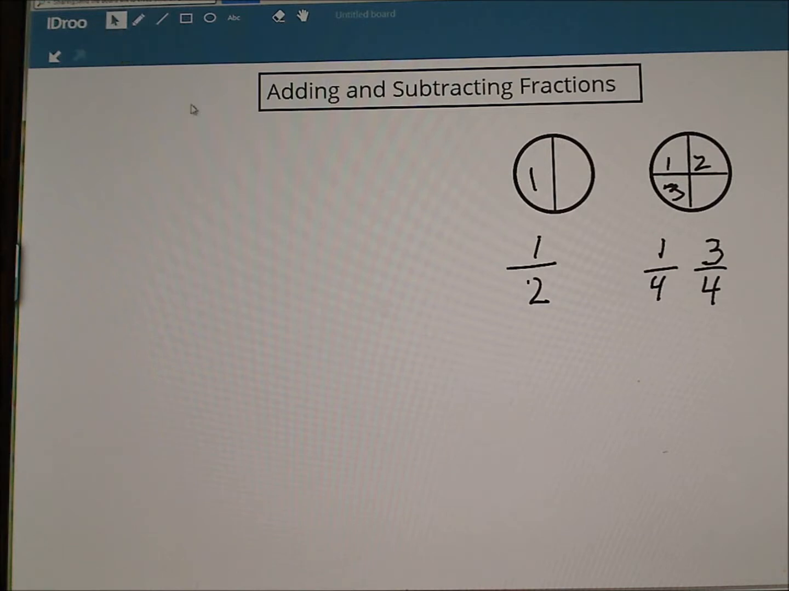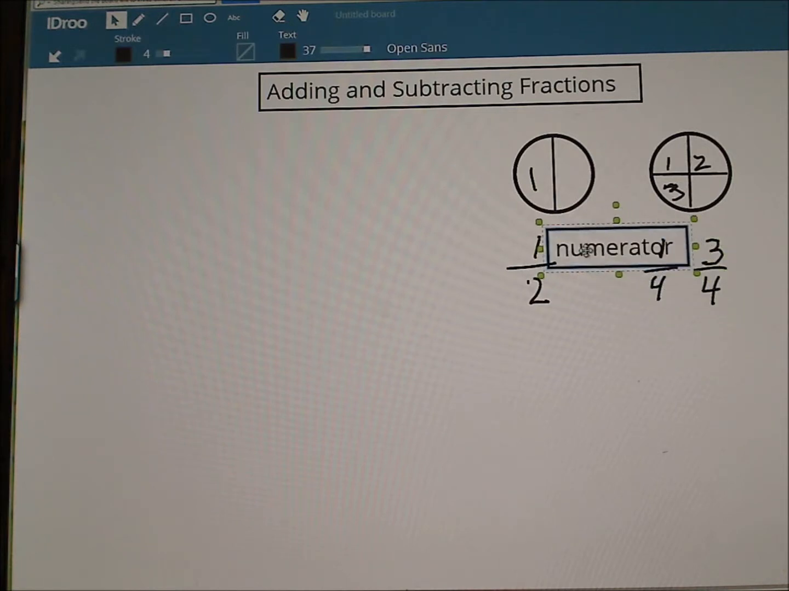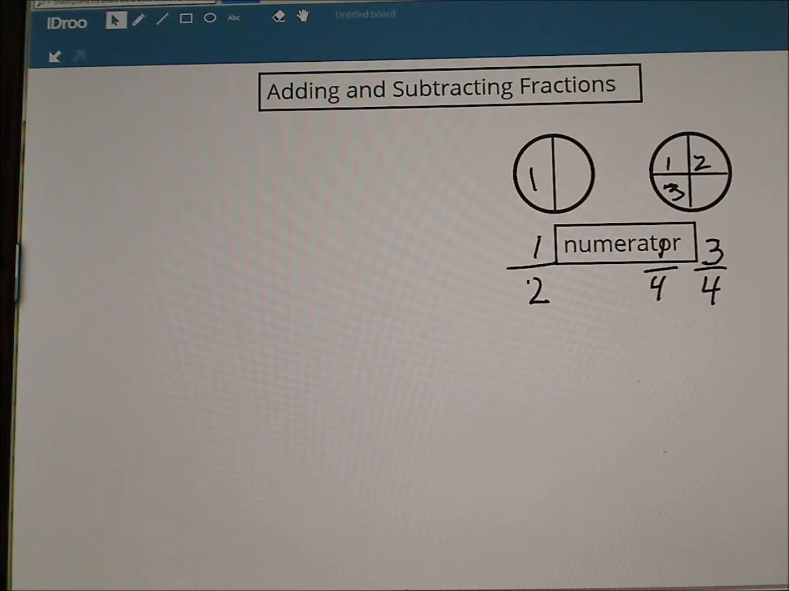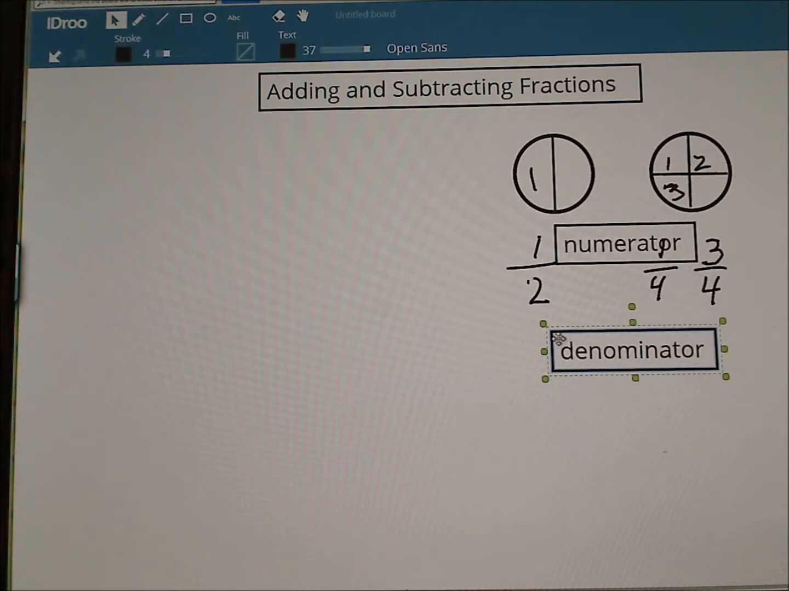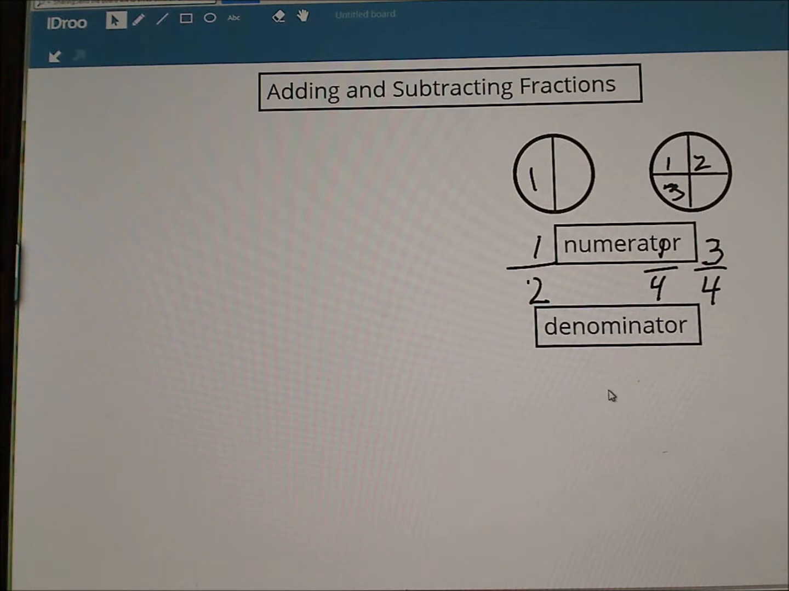Now, the top of our fraction, or the part, is referred to as the numerator. And the bottom part of our fraction, which is the whole, is called the denominator. So let's look at some fractions and talk about the addition and the subtraction. Before I can add or subtract a fraction, I must have what is called a common denominator. So as we just established, the denominator is the bottom part of our fraction. Okay? So let's look at our first example.